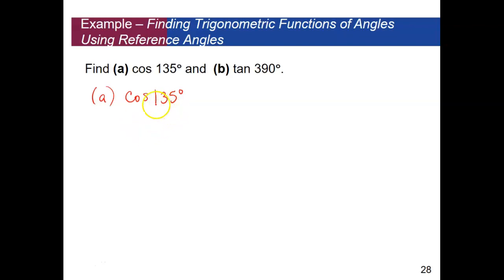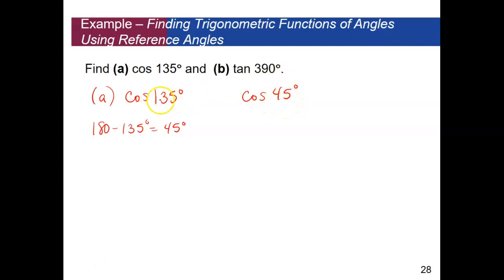So our angle here is 135 degrees. So the reference angle for that is going to be 180 minus 135, which is going to be 45 degrees. Okay, so we know that we could find this by doing the cosine of 45 degrees, so the cosine of our reference angle.